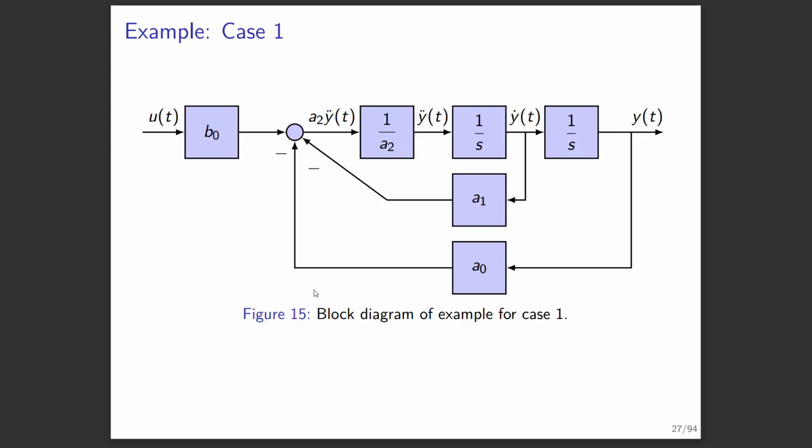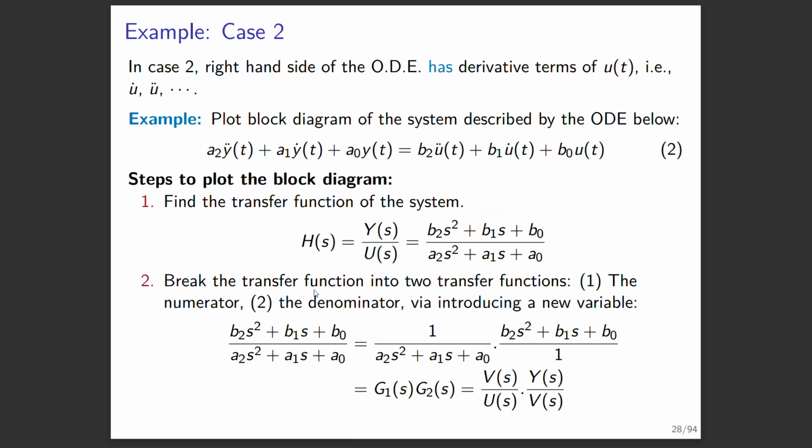In case 2, I have derivatives of u. I can have u dot or u double dot here. So now the trick is to do this. I have to first find the transfer function. So I take the Laplace transform, write the transfer function here. Then I break the transfer function into 2 pieces, the numerator versus the denominator. And I introduce an intermediate variable. I show it with v.